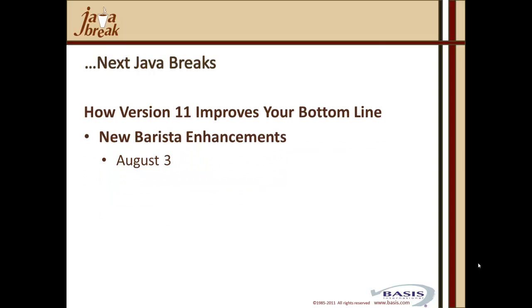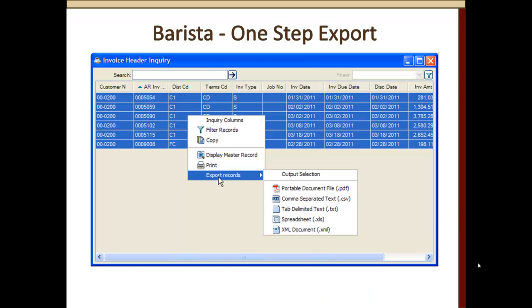On August 3rd, we will be looking at new Barista enhancements, again with the idea there about improving your bottom line. Let's take a look at some of the things we'll be touching on. One of the features we'll present is the new one-button export function, which will allow your users to self-serve their queried data directly into an Excel spreadsheet. Here we are in a standard inquiry. First of all, of course, you can filter them, you can copy them, and print them, as you see in the first small window. You can now export them directly into PDF, CSV, TXT, XLS, and XML document types.